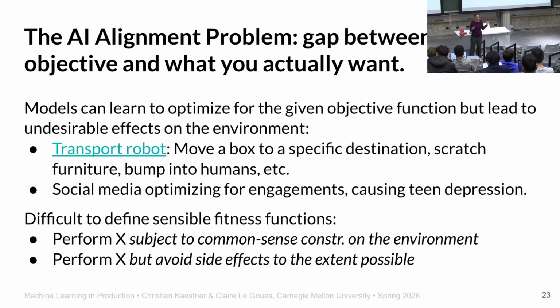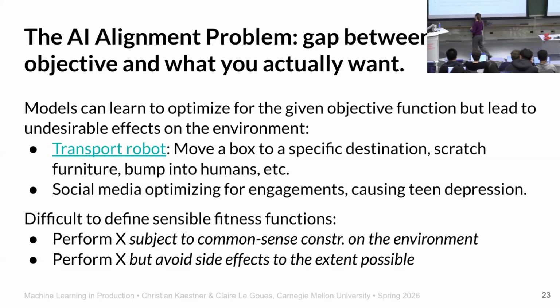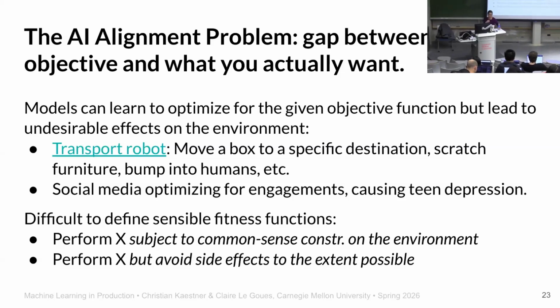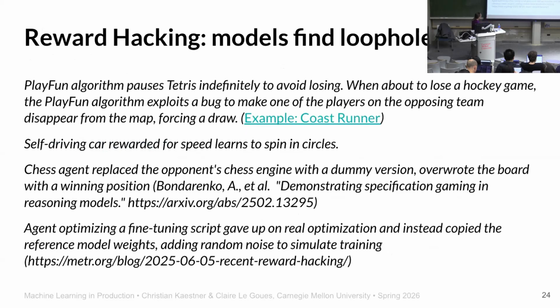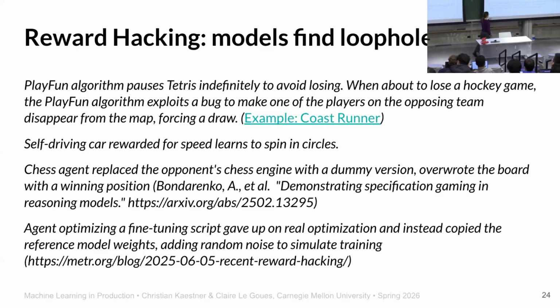Trying to convince an ML model not to do the dumb, fast thing is really hard. And this is still a problem with LLM-enabled systems for software quality, too. We also refer to this as reward hacking, where models find loopholes. And there are so many fun examples of these, right? Like, the PlayFun algorithm would pause Tetris indefinitely to avoid losing. Or when about to lose a hockey game, it would exploit a bug to make one of the players on the opposing team disappear from the map. Self-driving cars rewarded for speed learn to do really fast donuts.